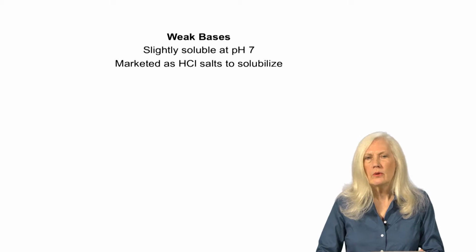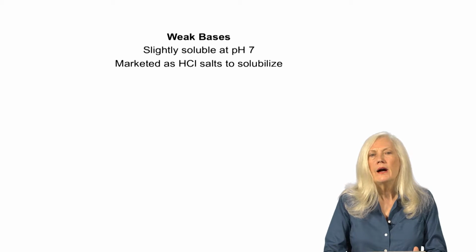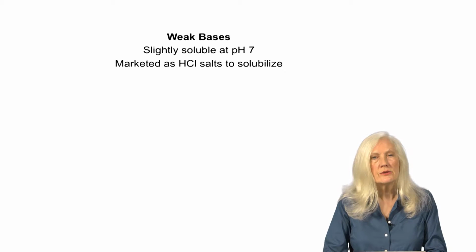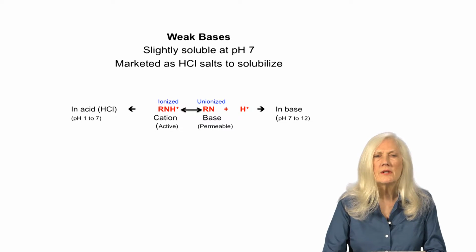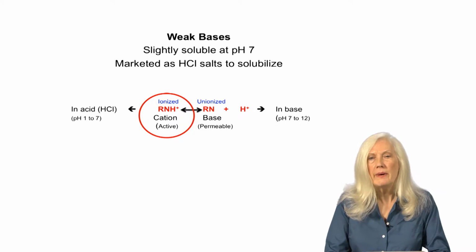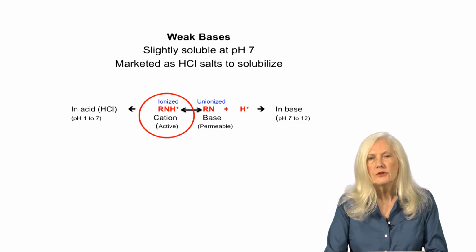Regardless of the type of local anesthetic, whether ester or amide, all local anesthetics are weak bases that are only slightly soluble at pH 7. In order to get these drugs into solution, they're dissolved in and marketed as hydrochloric acid, that is HCl salts. When dissolved in acid, the drugs are largely in their ionized or charged state. As the pH of the solution increases to a more basic range, the drug reverts to a greater percent in the uncharged form.